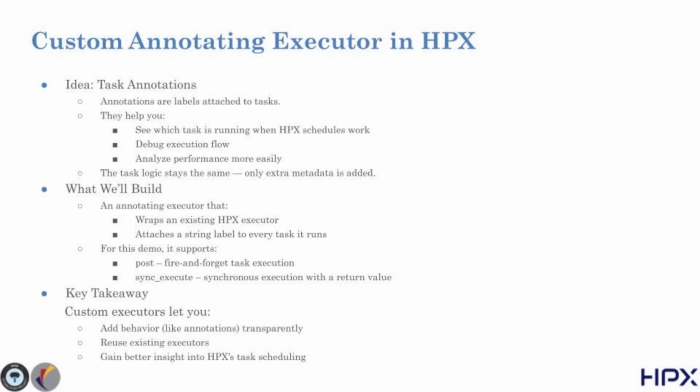The idea is simple. An annotating executor wraps the task it runs and gives it a descriptive name. For this demo, we'll support two basic operations: post, which schedules a task in a fire-and-forget style, and sync execute, which runs the task immediately and returns the result. The extra twist is that whenever a task runs through our executor, we'll tag it with a string. The task itself doesn't change, but now you have much better visibility for logging, debugging, or performance analysis.